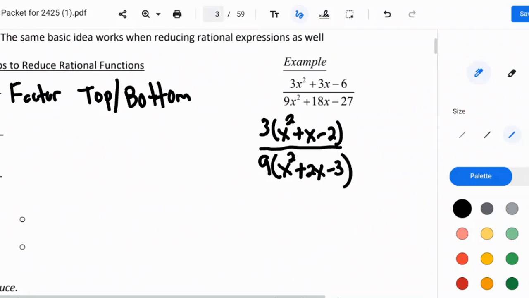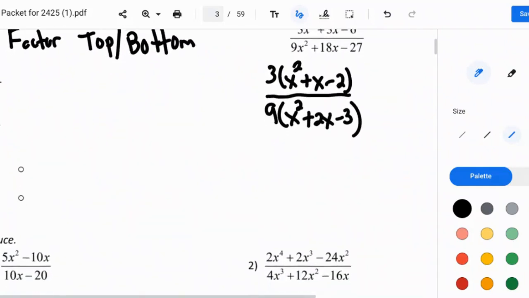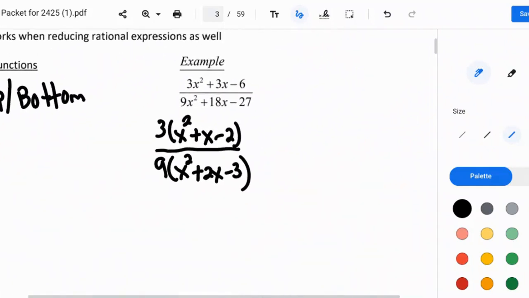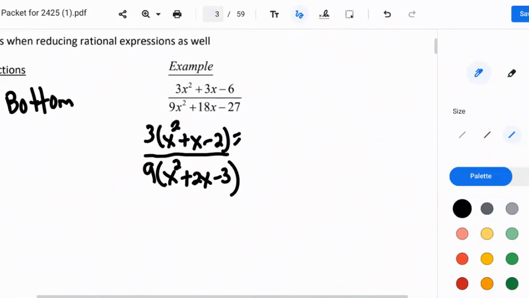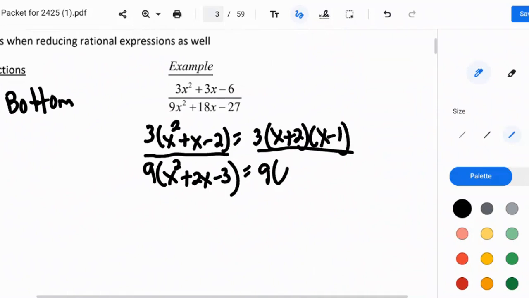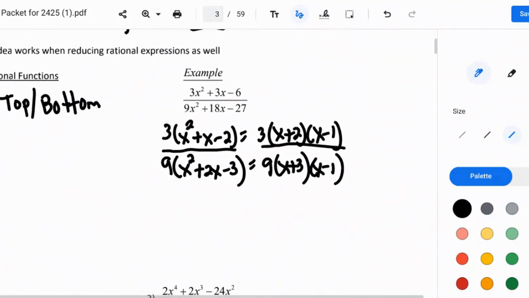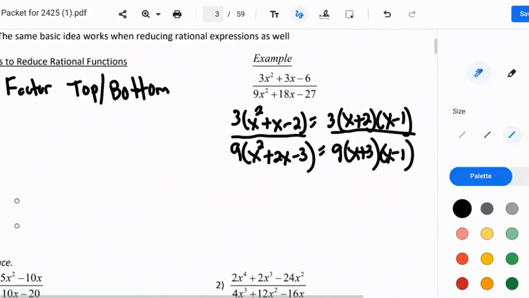I think we can still factor some more here. I think that this would equal this trinomial, multiples of negative 2 that had to give me 1. That would be a positive 2 and a negative 1. On the bottom, we have multiples of negative 3 that had to give me 2. That would be plus 3 and a minus 1. So everything's factored as much as possible. So that's step 1.